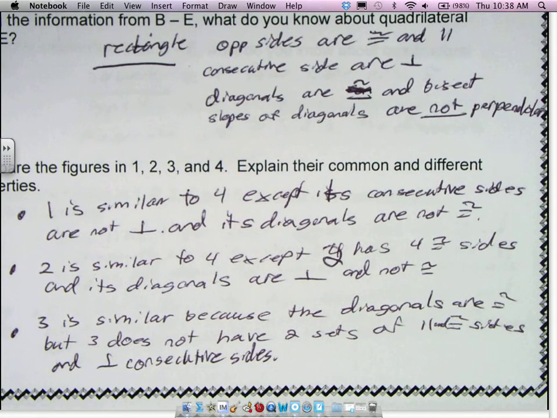It says rectangle because opposite sides are congruent and parallel. Consecutive sides are perpendicular. Diagonals are congruent and bisect. Slopes of the diagonals are not perpendicular. 1 is similar to 4, except its consecutive sides are not perpendicular and its diagonals are not congruent.